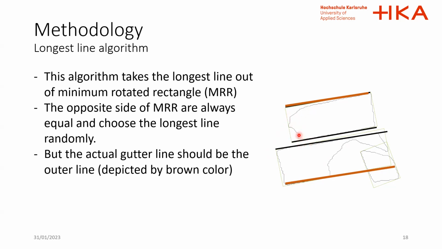So first, we converted it into the minimum rotated rectangle, because its shape is zigzag, so we created a rectangle out of it. Then we find the longest line for this segment. Both will be the longest line. But this algorithm will choose one of the lines as the longest line randomly. So this algorithm is not good.